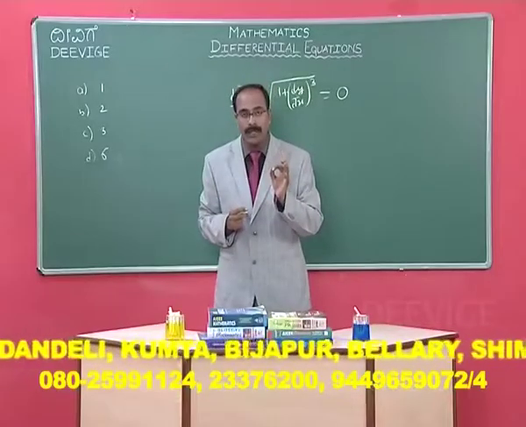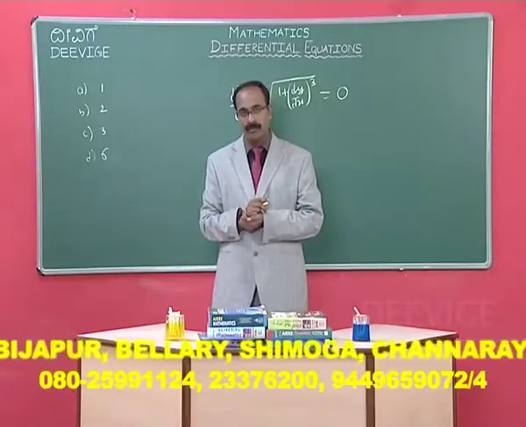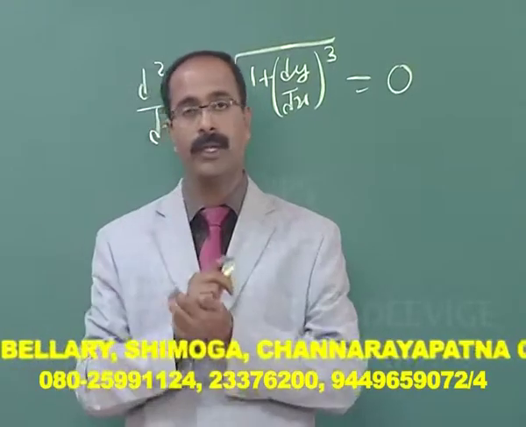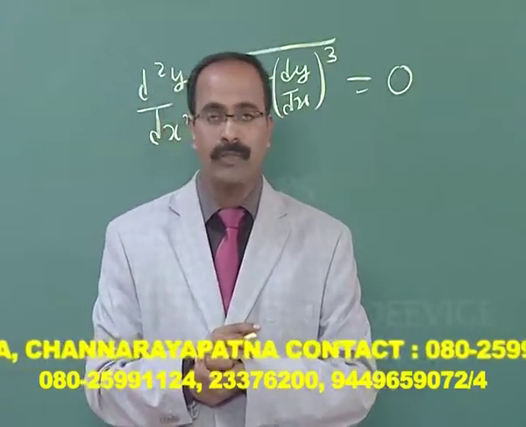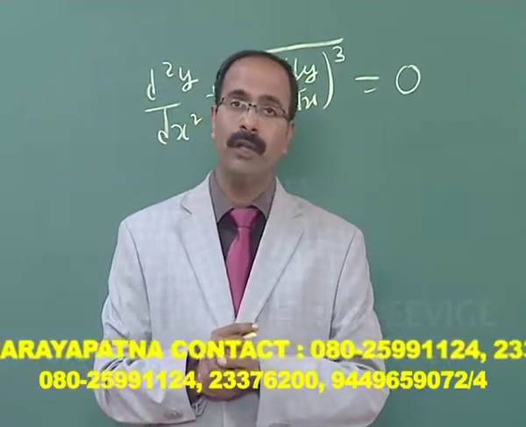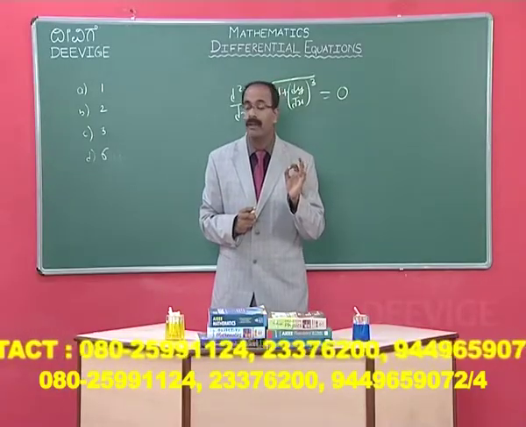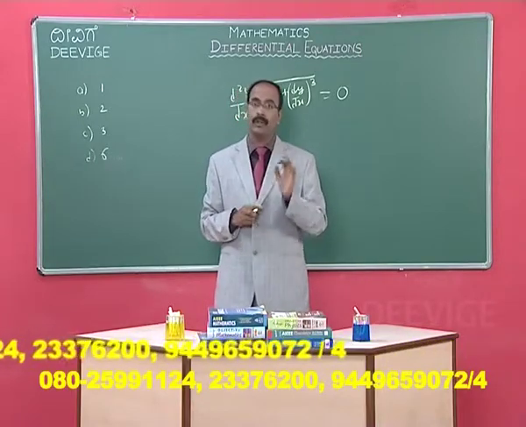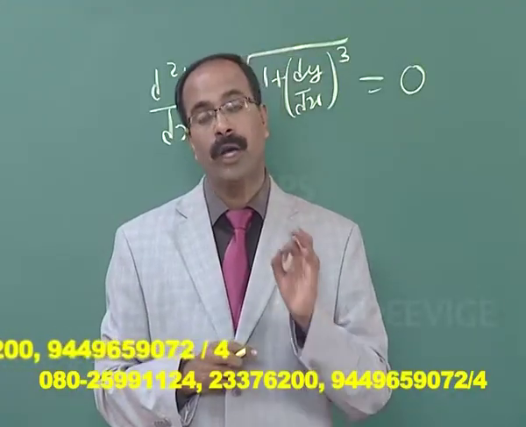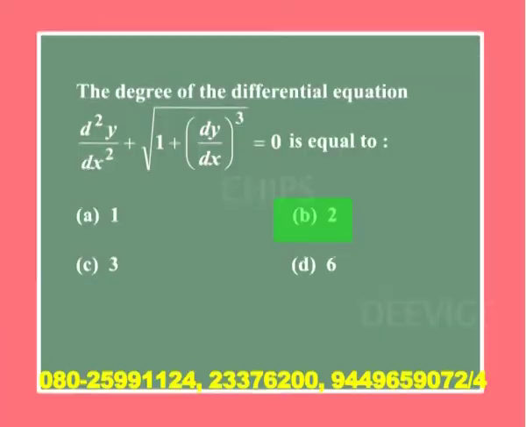d square y by dx square is equal to minus root of 1 plus dy by dx whole cube. So you have to remove the root which is there on the right hand side. So we have to square both the sides. If we square, we will get d square y by dx square whole square. Therefore, order is 2, the highest order derivative available is 2 and its power is also 2. Order is 2 and degree is 2, but the question is based on the degree. So option B, 2, which is the degree of the differential equation, is the correct option for this.